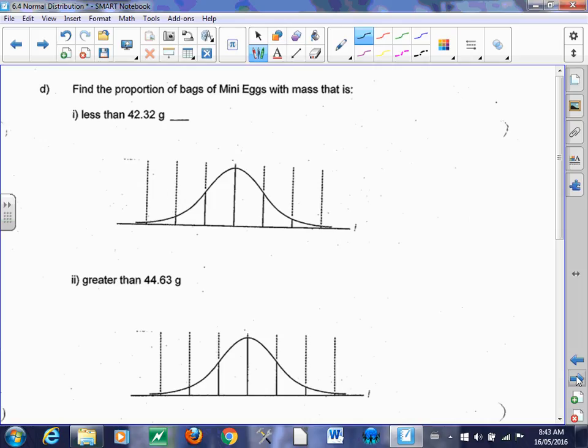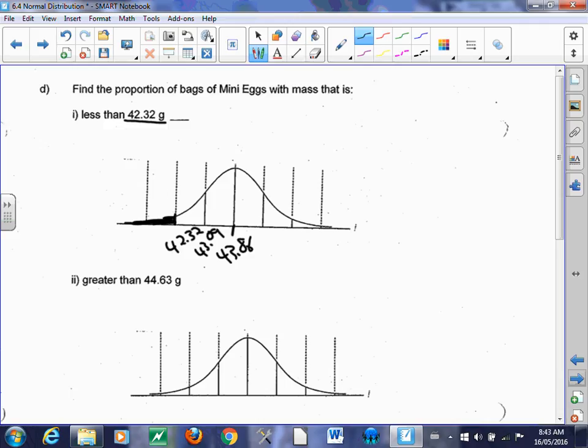Okay, so it says find the proportion of mini eggs that is less than 42.32. Well, first thing I want to know is the median. The median is 43.86. So it's got to be less than that according to that. The next one was 43.09, still less than that. And the next one was 42.32. So we're going to shade that in. So that's why you're going to take this and shade this all in.